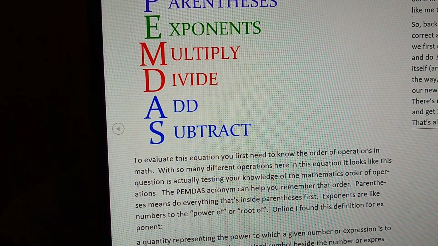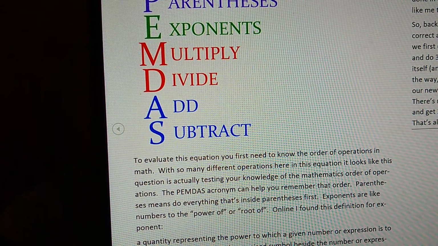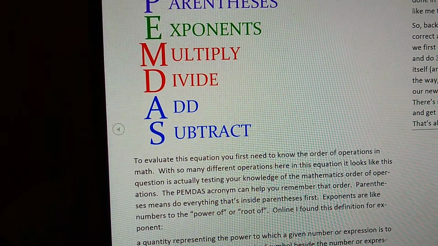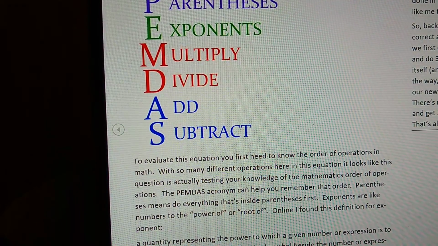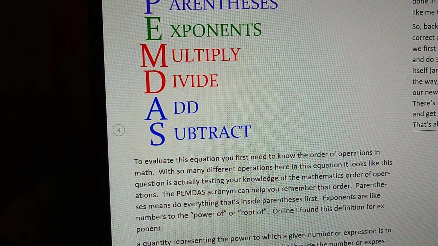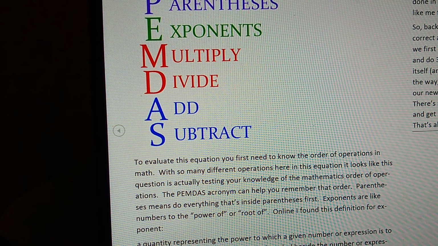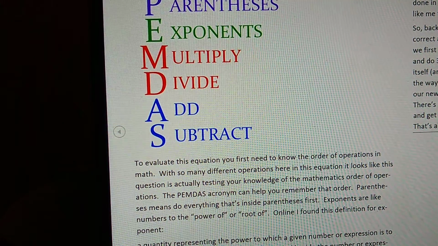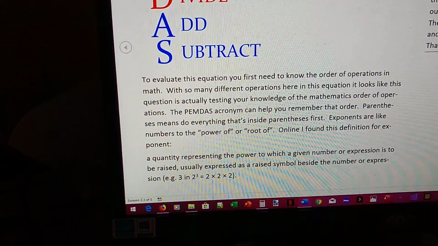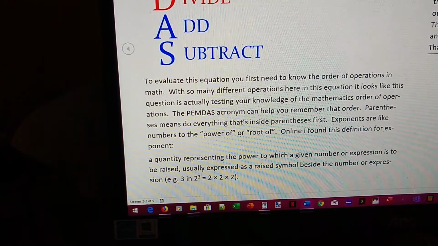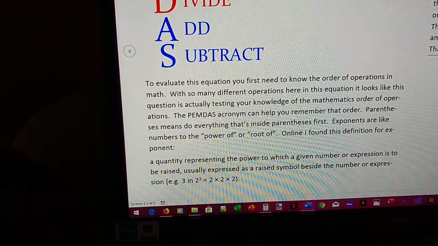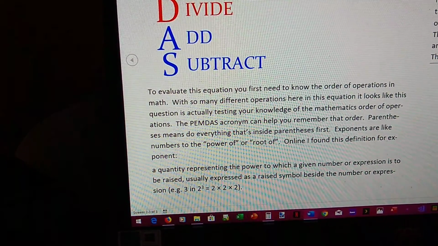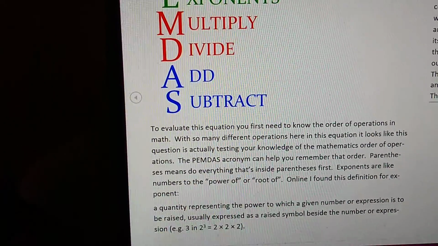Online I found this definition for exponent: a quantity representing the power to which a given number or expression is to be raised. So usually expressed as a raised symbol beside the number or expression. Not sure you can see that, but right there at the bottom of the screen, like the 3 in 2 to the third, which equals 2 times 2 times 2, which is three 2s.